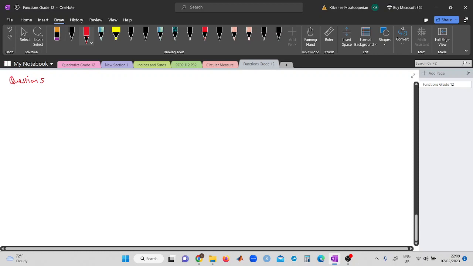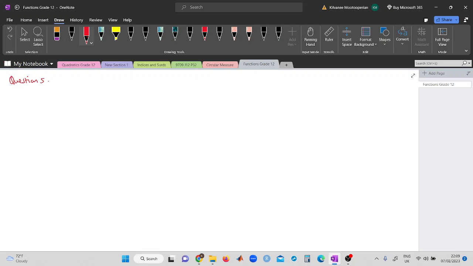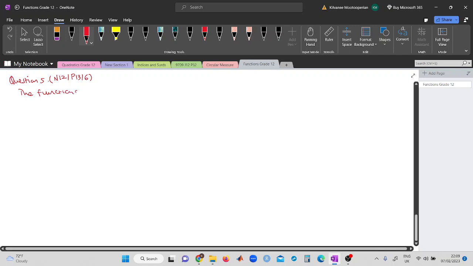The question 5. This is a question from November 12, papier 13, question 6. So we have the functions f and g are defined.